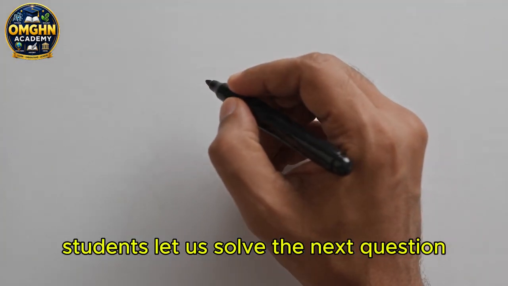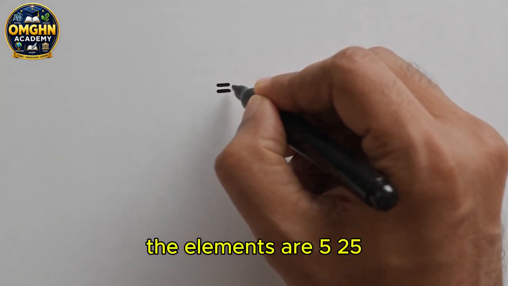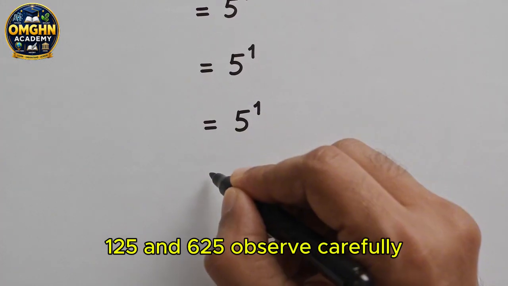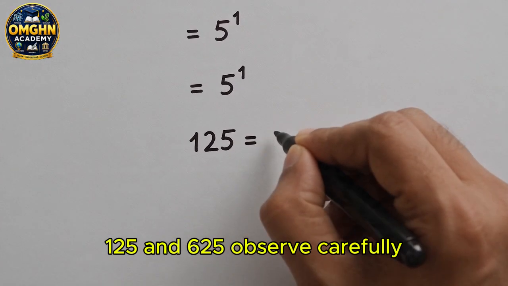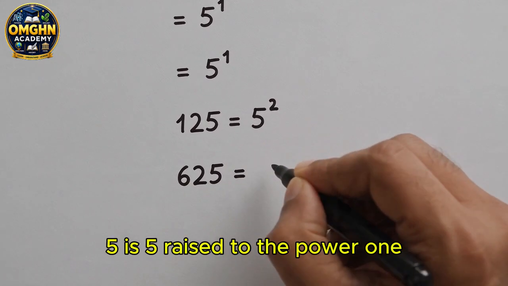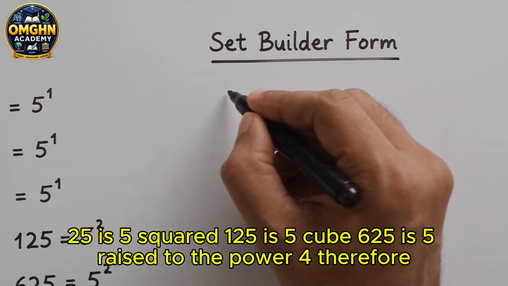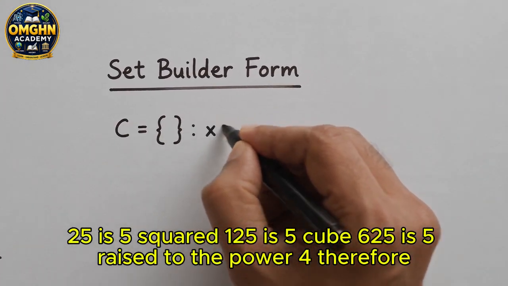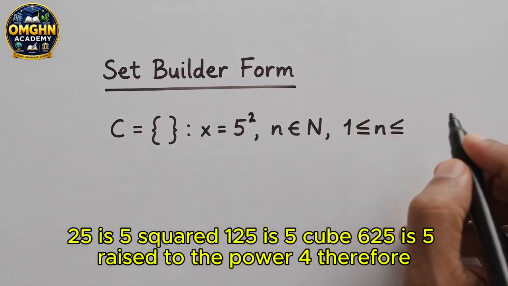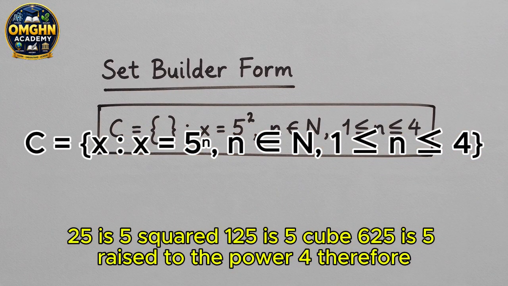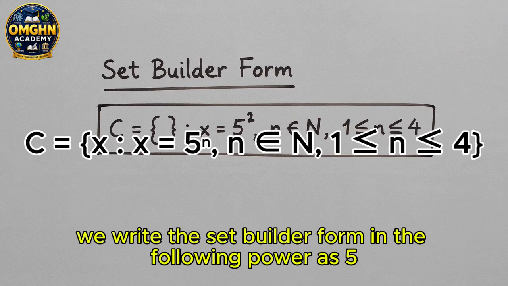Students, let us solve the next question. The elements are 5, 25, 125 and 625. Observe carefully. These numbers are powers of 5. 5 is 5 raised to the power 1. 25 is 5 squared. 125 is 5 cubed. 625 is 5 raised to the power 4. Therefore, we write the set builder form using powers of 5.